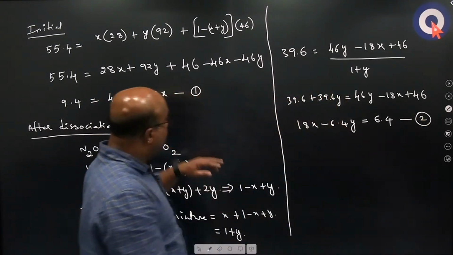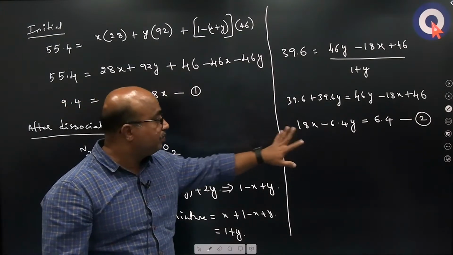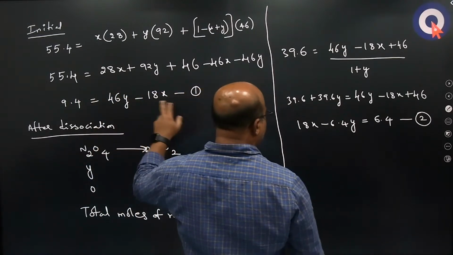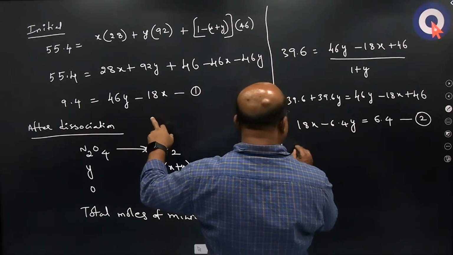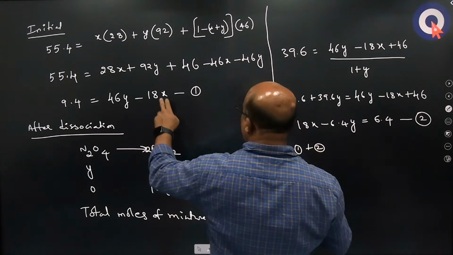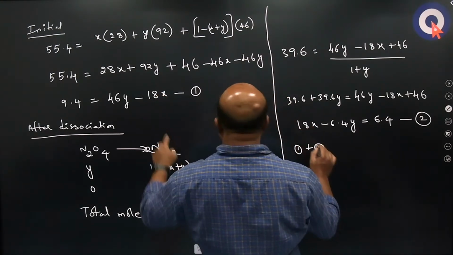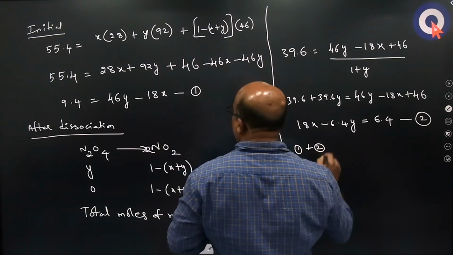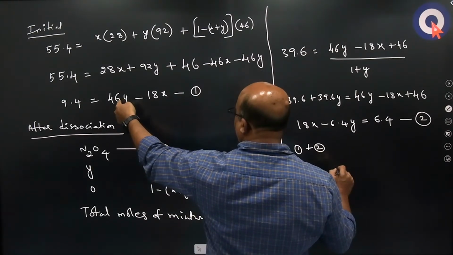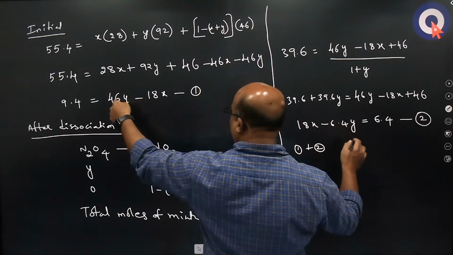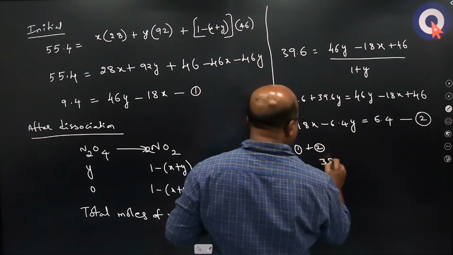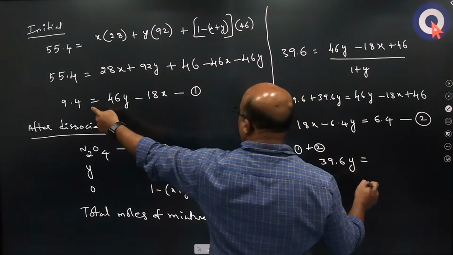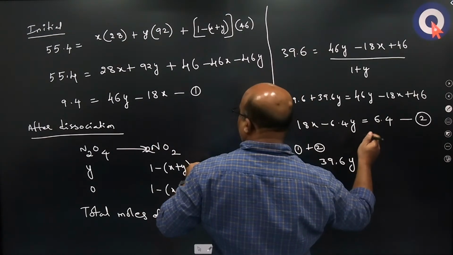So equation 1 and equation 2. Solving these two is a simple thing. If I do 1 plus 2, then this is minus 18x and this is plus 18x, so it gets cancelled. Then this is 46 and this is 6.4. So if you remove 6, then it is 40, and you remove another 0.4, so it becomes 39.6. Y is equal to, this is 6.4 and this is 9.4 and 6.4.